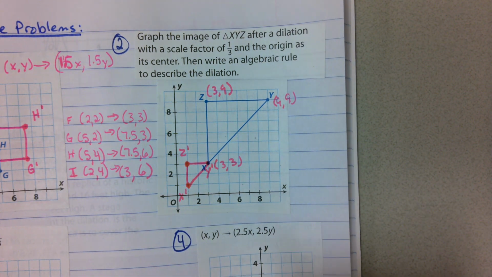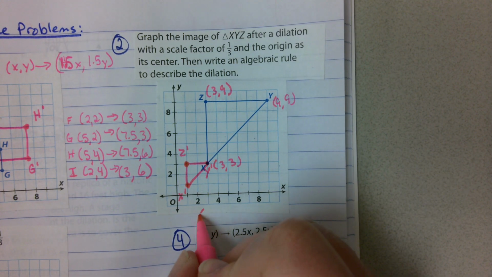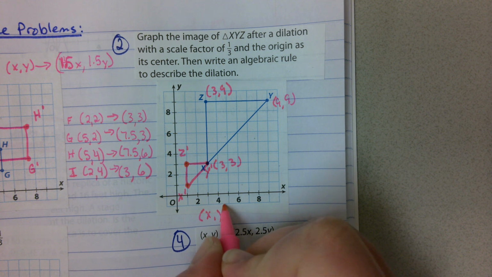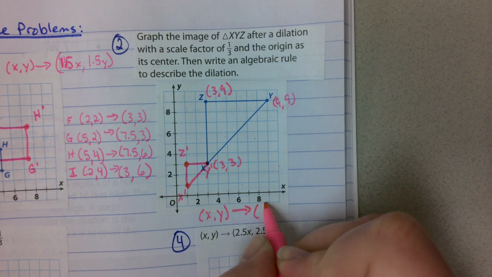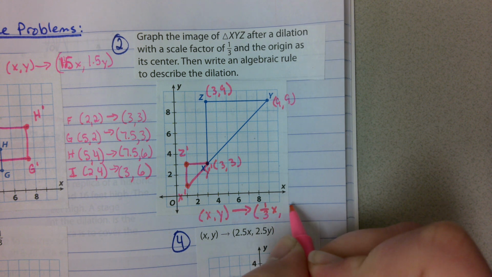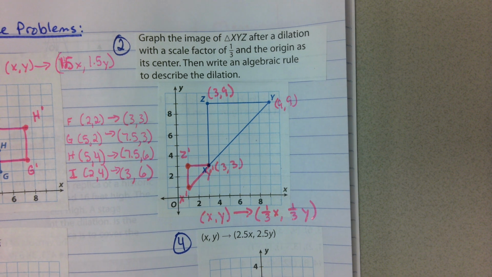All right, and my rule, my algebraic rule, is going to be x, y. All we're going to do is do 1/3 x, comma 1/3 y. Okay.